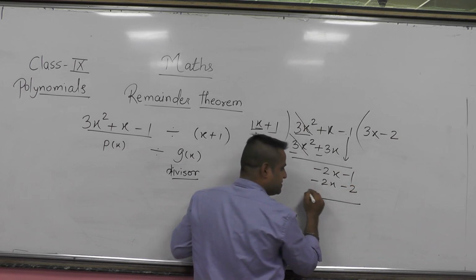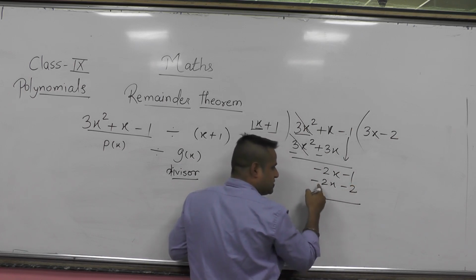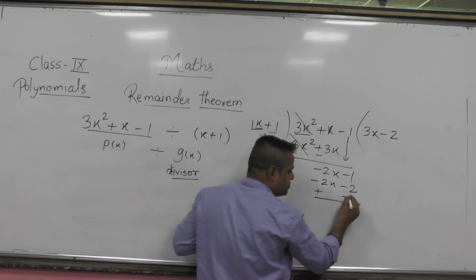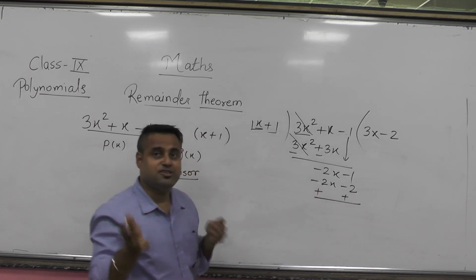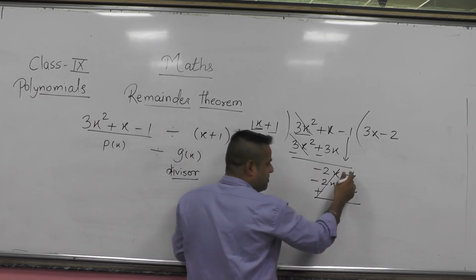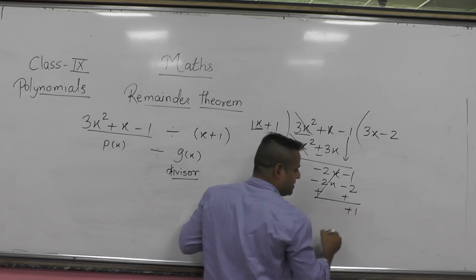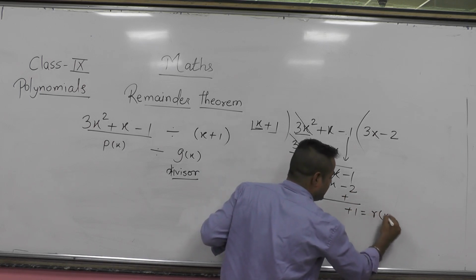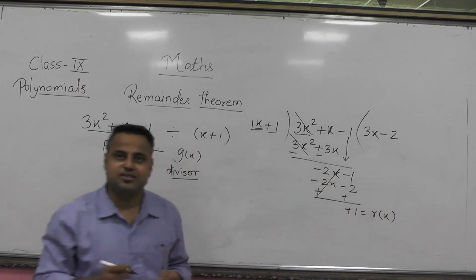Again we are dividing it and subtracting it. This below term will become positive. This minus 2 also becomes positive. Signs get changed when we subtract. Now again minus 2x plus 2x will get cancelled and minus 1 plus 2 will give us plus 1, that is your remainder. We can write it as Rx, remainder of x.